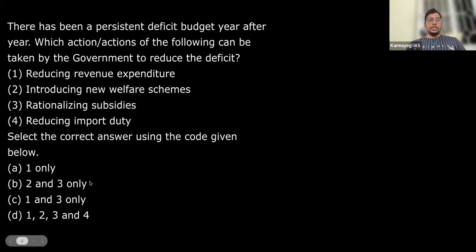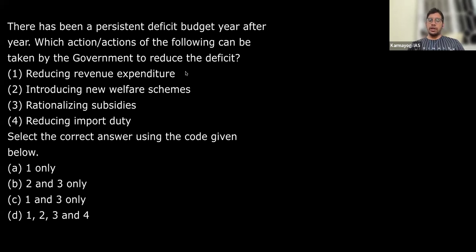Next question. There has been a persistent deficit budget year after year. Which of the following actions can be taken by the government to reduce the deficit? So it is also from the budget chapter itself. They're asking what are the things that the government can take to reduce the deficit. Reducing revenue expenditure, we have just discussed this.